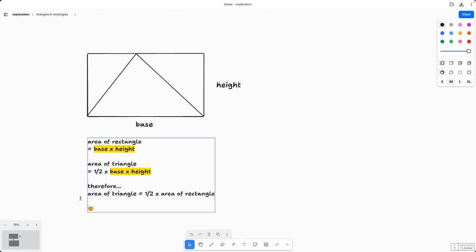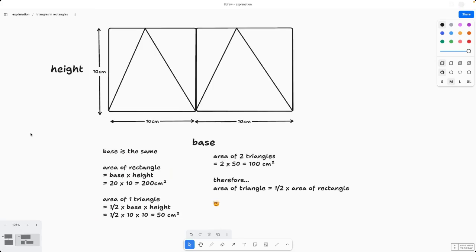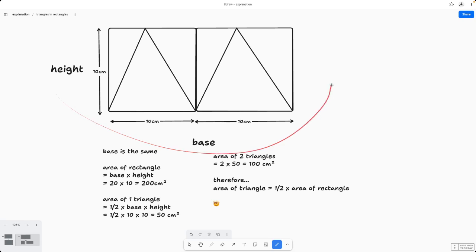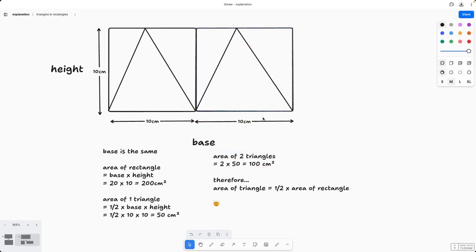Now you see that we have two triangles, and in a way two squares, or in this way it forms a rectangle. Let's say the base is the same. The area of the rectangle is 10 times 20, which is 200 centimeters square. The area of a triangle is half times base times height, which is half times 10 times 10, which is 50. So the area of the two triangles in this rectangle is 100 centimeters square. Therefore, the area of the triangles is half.